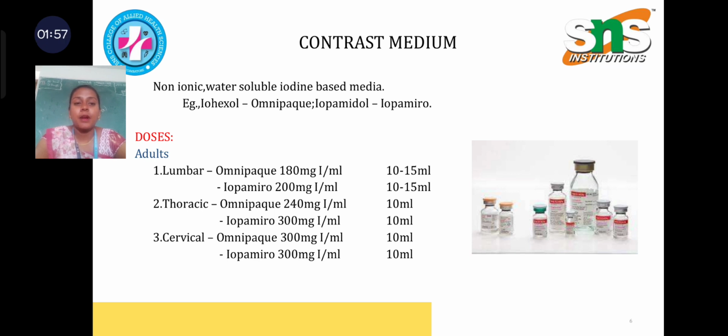Thoracic, Omnipaque 240 mg, 10 ml. Iopamiro 300 mg, 10 ml. Cervical, Omnipaque 300 mg, 10 ml. Iopamiro 300 mg, 10 ml.